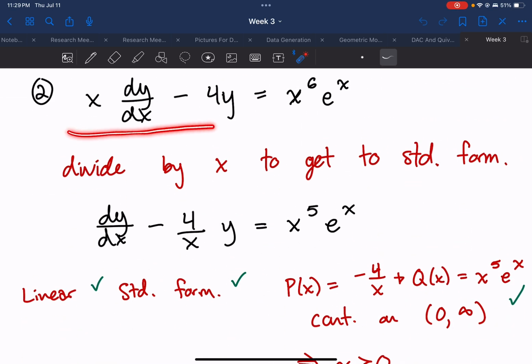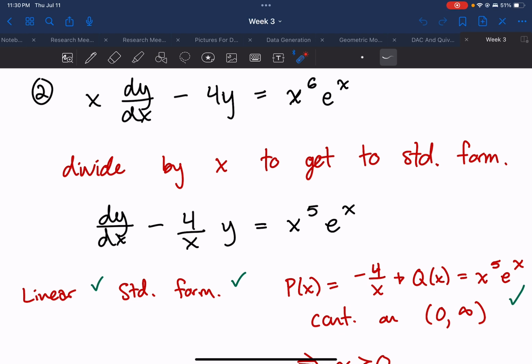x dy/dx minus 4y equals x to the 6 e to the x. Okay, is it linear? I'm seeing a function of x times dy/dx. No other y's here. I'm seeing negative 4y. This is linear, and this over here is just x, so it's also linear with respect to y. This is a linear differential equation. And it's first order, because the highest derivative is 1.